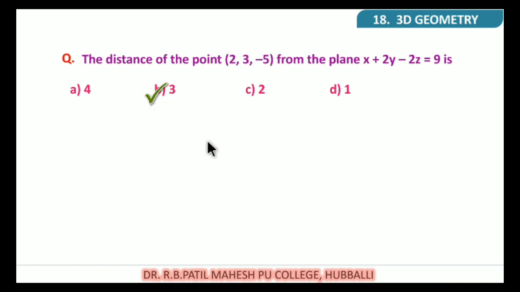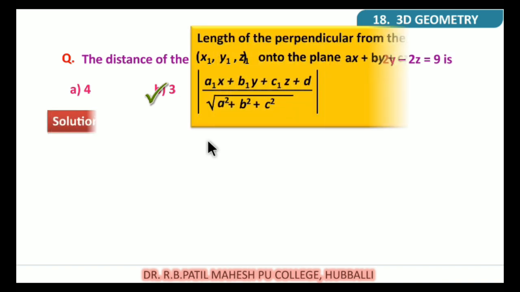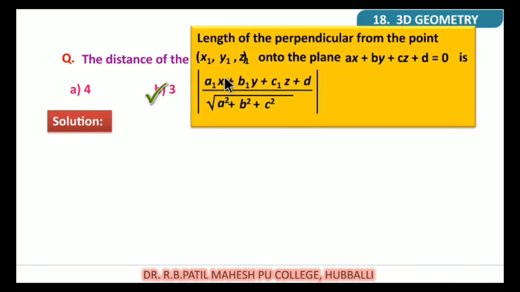So students, here we can take the solution for this one. How can you find the distance of the point from the plane? The length of the perpendicular from the point (x1, y1, z1) onto the plane ax + by + cz + d = 0 is given by the modulus of a x1 + b y1 + c z1 + d divided by the square root of a square plus b square plus c square. So students, here these are x1, y1, z1.